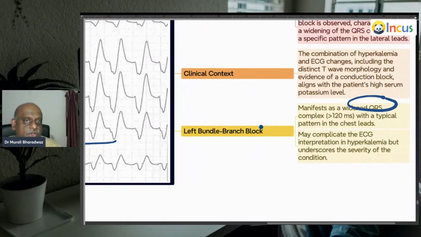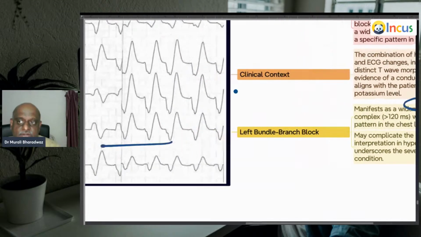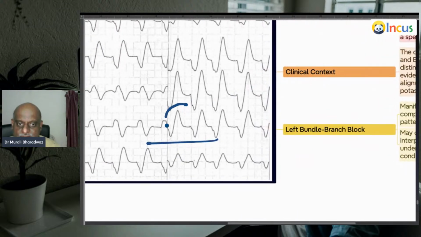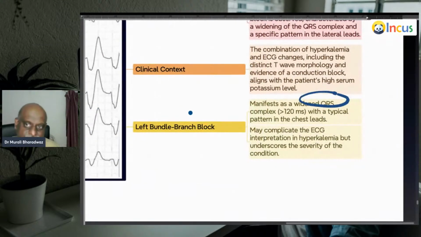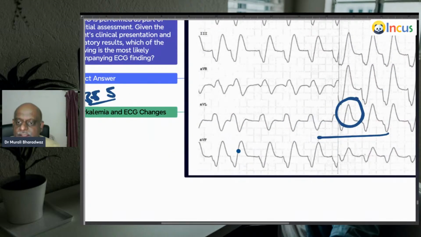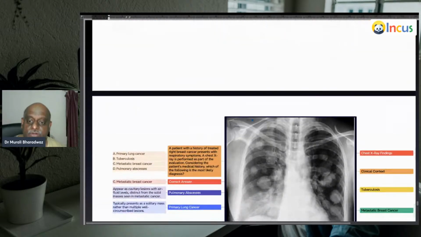typically the combination of hyperkalemia and ECG changes, including T wave morphology. The T waves are very tall, and evidence of conduction blocks. That all is in sync with hyperkalemia with left bundle branch block, is what you need to remember.